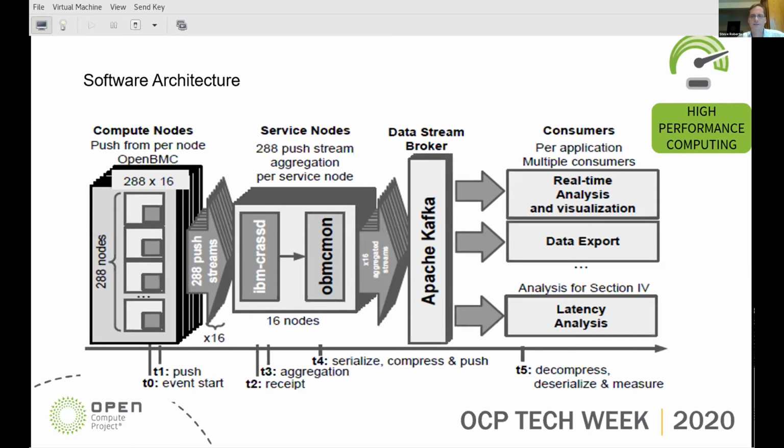have a lot of legacy infrastructure there that they needed to get this data into. And then the stuff we had done from OpenBMC through IBM CRASD is stuff that was generated in the open from IBM to support the system. And so you can see the aggregation from 288 push streams into IBM CRASD into the monitor, where there are 16 monitor nodes that then fed into Apache Kafka and then off to disk.